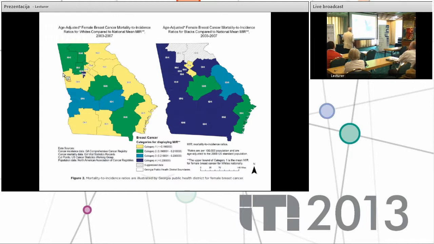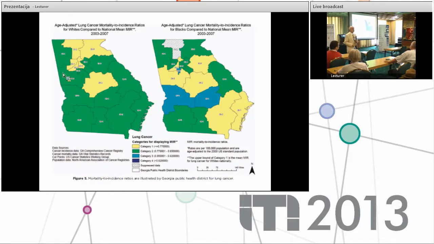And here's female breast cancer mortality. This is for whites. You can see that for white female breast cancer, there's just this little area that's in category 3. But look at this, female breast cancer among blacks compared to the national figure for whites, and just about the whole state is in category 4, right? So huge problems with regard to mortality given the incidence for black females in Georgia.